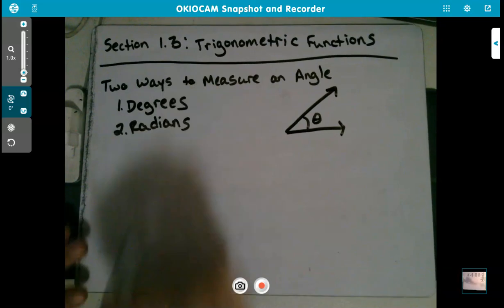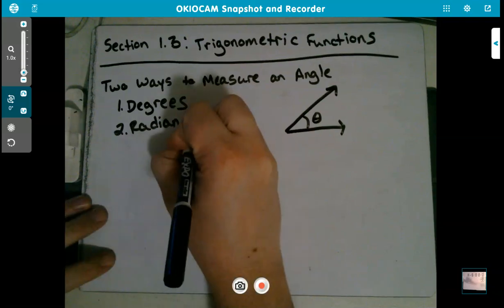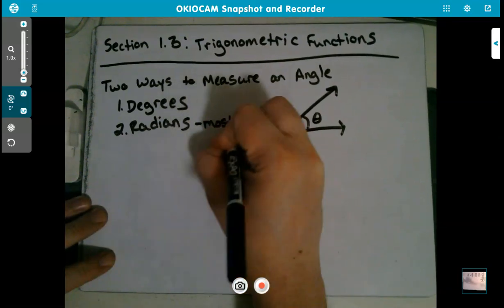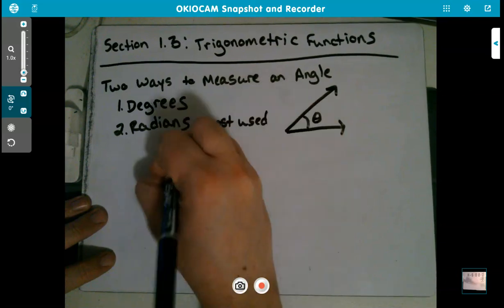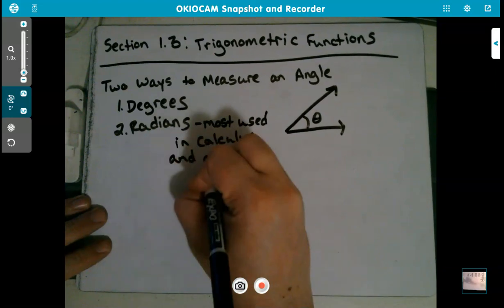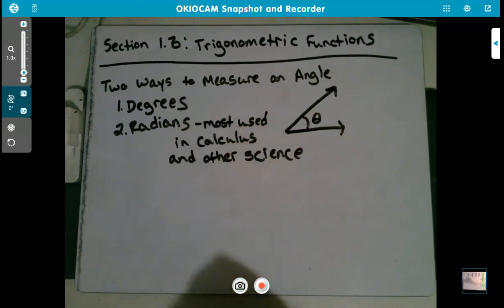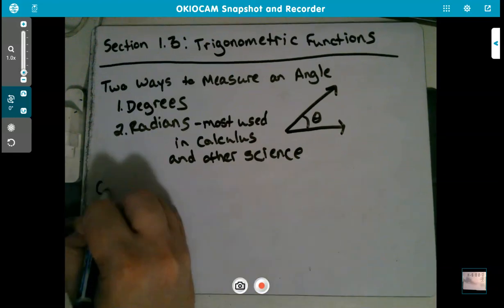Now, even though degrees are most commonly used in the real world, whenever you study math or engineering or anything like that, we are mostly going to use radians. So these are the most used ones in calculus and really in any other science. We use this one more. Okay, so the first thing I want to know then is how do I convert between them?